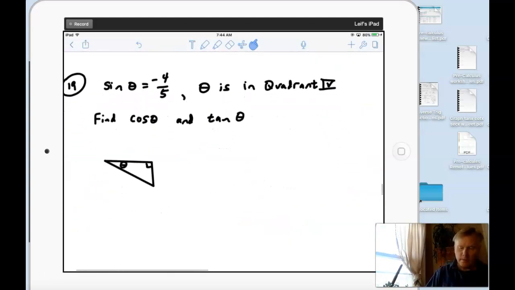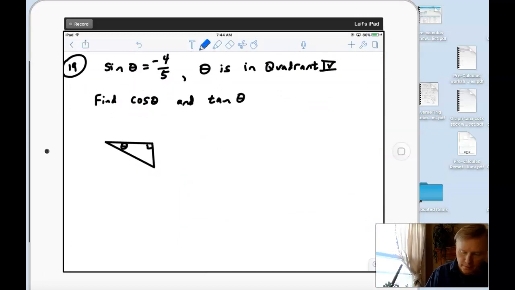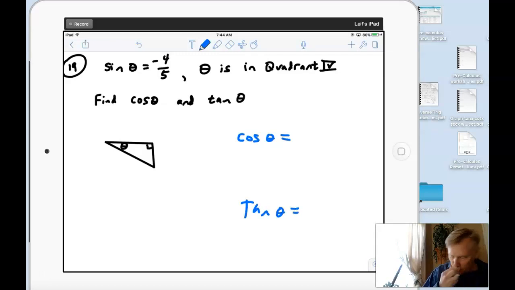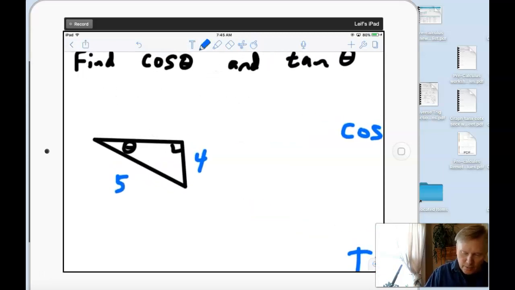My other problem, my last one, another review, is the sine of theta equals -4/5, and I'm in the fourth quadrant. Find the cosine and the tangent. So I know in the fourth quadrant already that the cosine is positive and the tangent's negative. So I'm going to put those in there. Now I don't have to worry about those. And if I'm looking at this, theta, sine is opposite over hypotenuse. So I know that. And now if I did Pythagorean theorem, you would find the third side is 3.